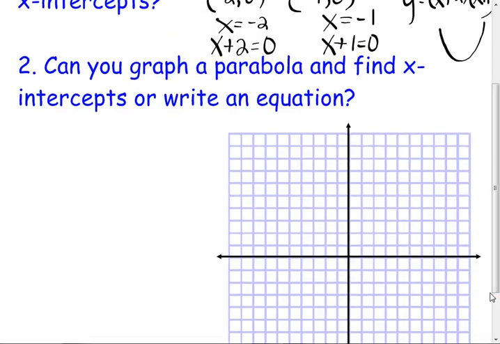We're reviewing for you. Can you graph a parabola and find the x-intercepts or write an equation? What if I gave you this? Oh boy, this is hard. I actually have some better ones on my worksheet.